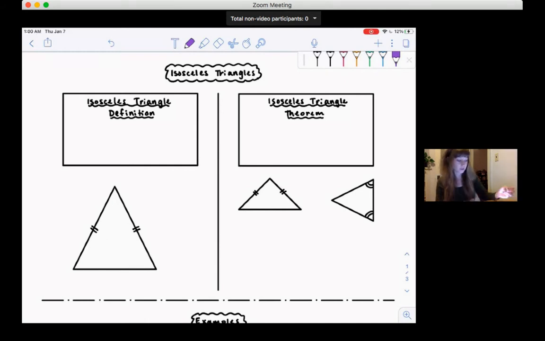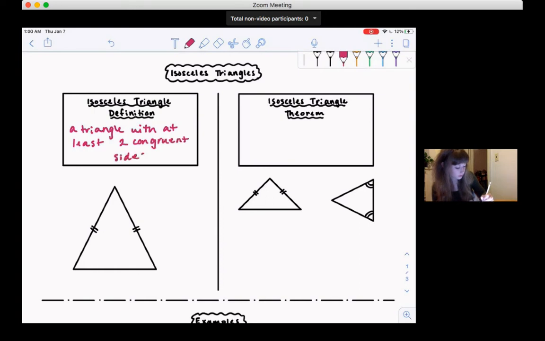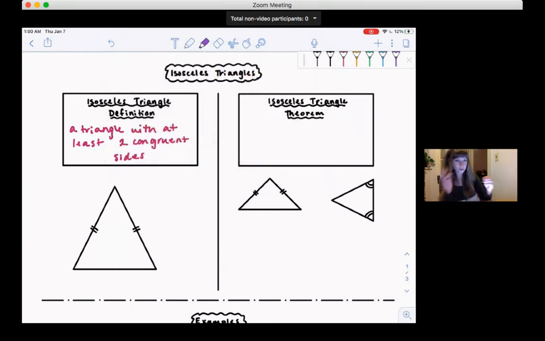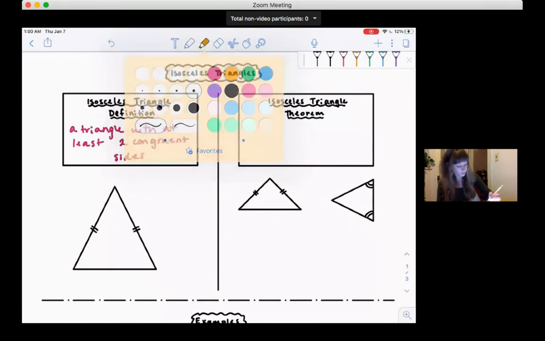So the definition of an isosceles triangle is a triangle with at least two congruent sides. So if you have two sides that are the same length, the triangle is isosceles. Okay, so there's some vocab related to isosceles triangles. So let's talk about that.